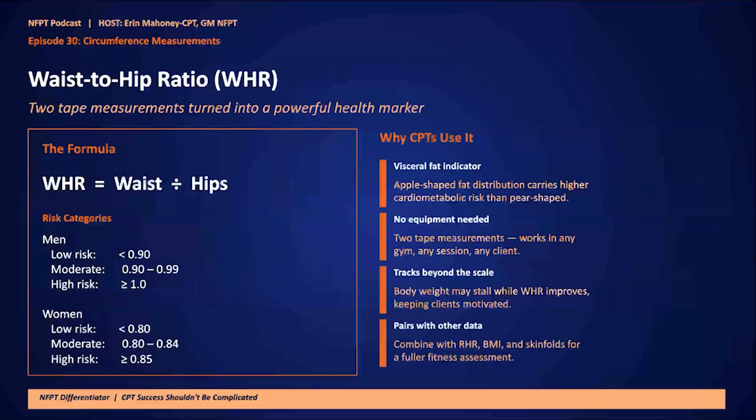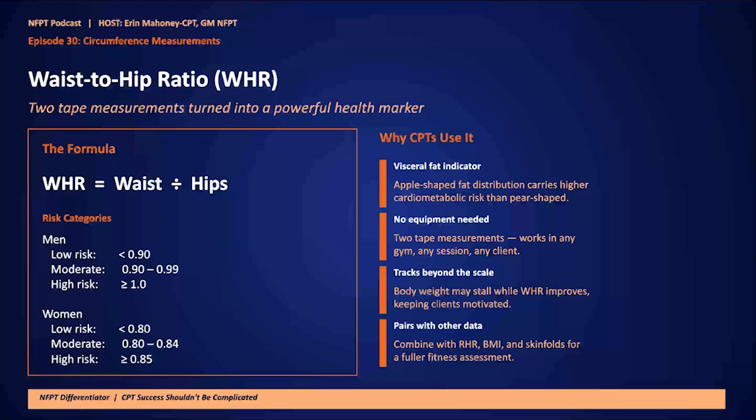Now, let's talk a little bit more about waist to hip ratio. So all waist to hip ratio is circumference measurements. You're just taking the measurement of the waist and dividing that number by the hips. And this is really important because waist to hip ratio is an indication of a client's risk for metabolic disease.